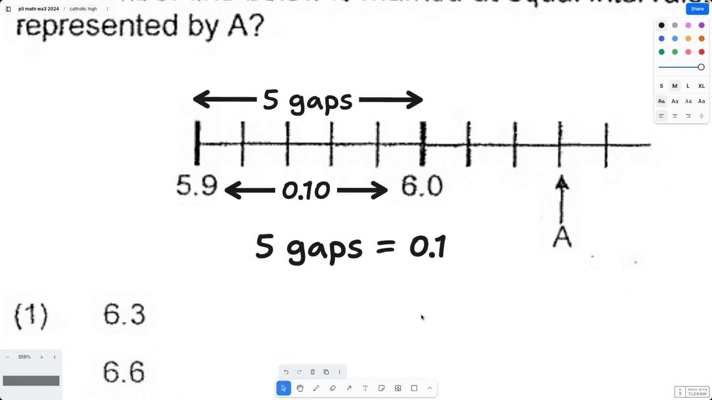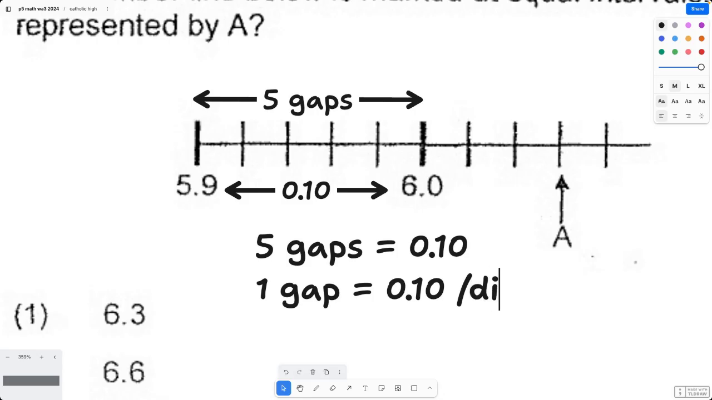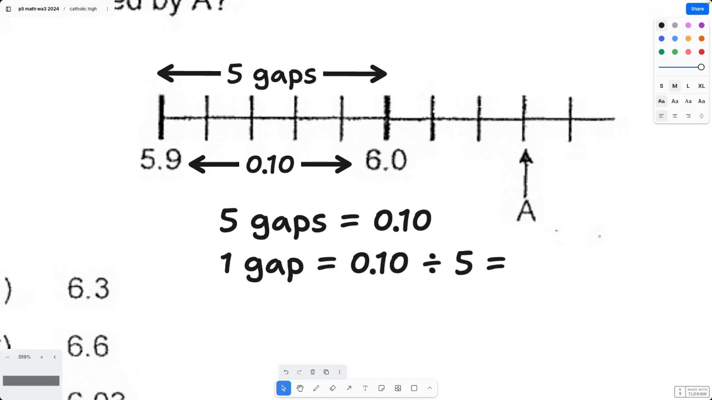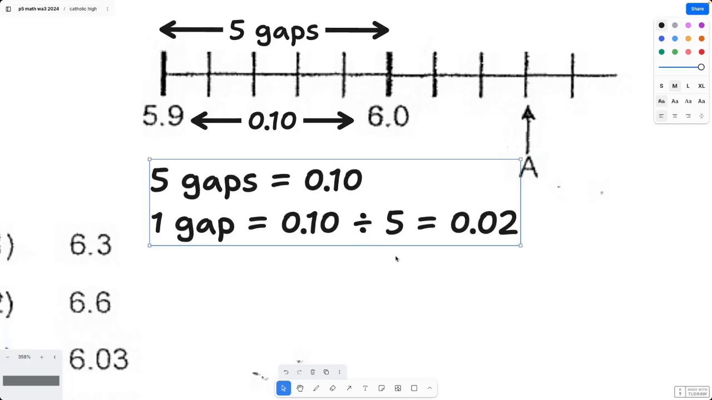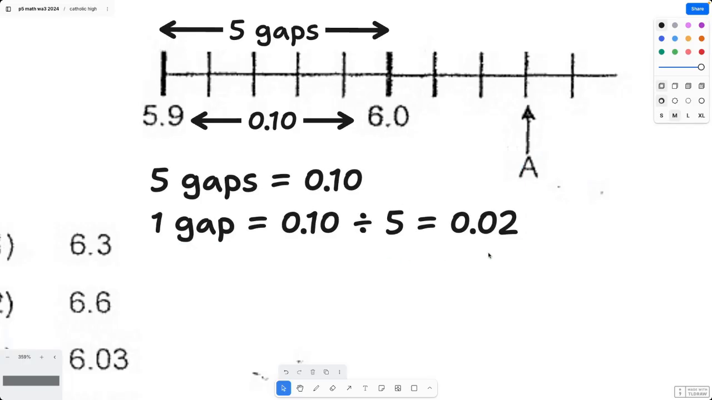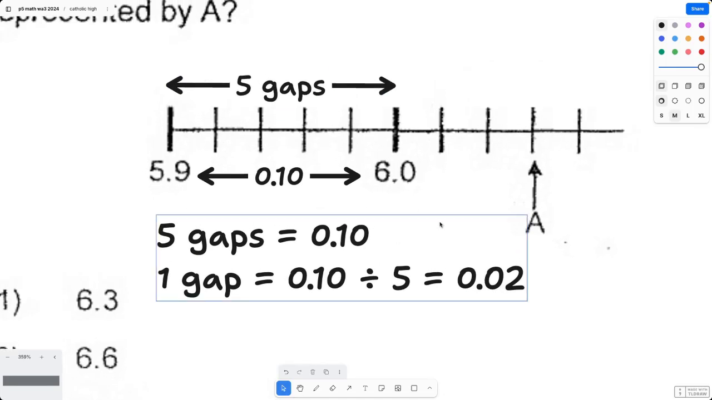It's a little harder to divide by 5 because you would have to add a 0 when you do the division. So with one gap, we have 0.10, and we divide it by 5. This gives us 0.02. If you say 0.2, that's wrong. Common mistake: don't put 0.2, it is 0.02. So now we know that one gap is 0.02.